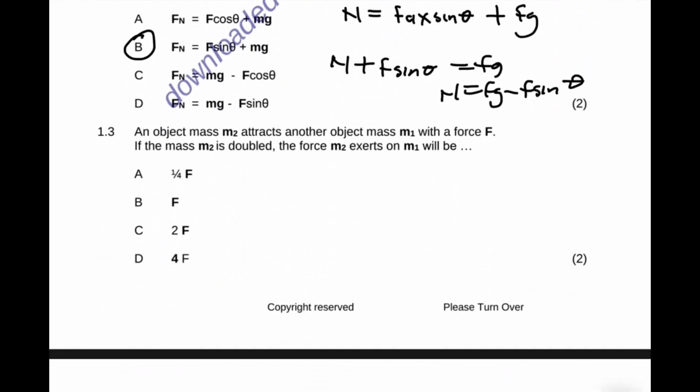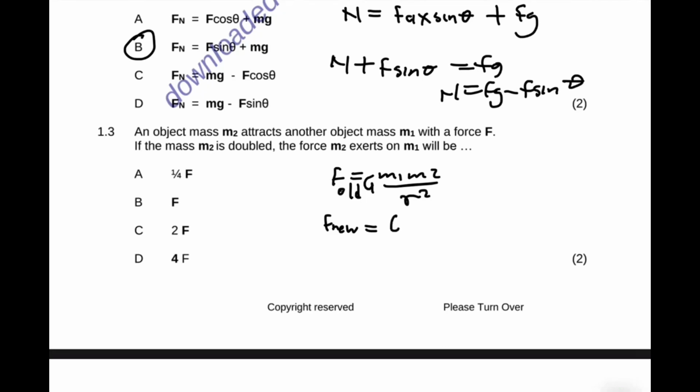And then 1.3 says an object of mass m2 attracts another object of mass m1 with the force F. So F is equal to G m1 m2 divided by r squared, right? And then we have our gravitational constant. And then now we are told that if the mass m2 is doubled, the force m2 exerts on m1 will be, so we have to find the new force, right? So this is F old, and now we want F new. And when we're done with finding F new, how does F new compare with F old, right?